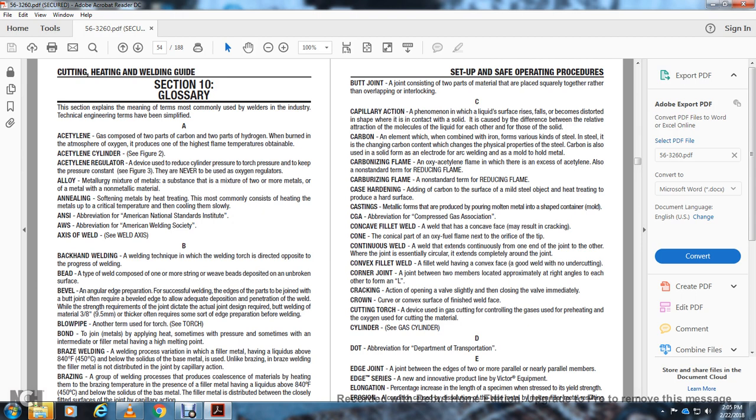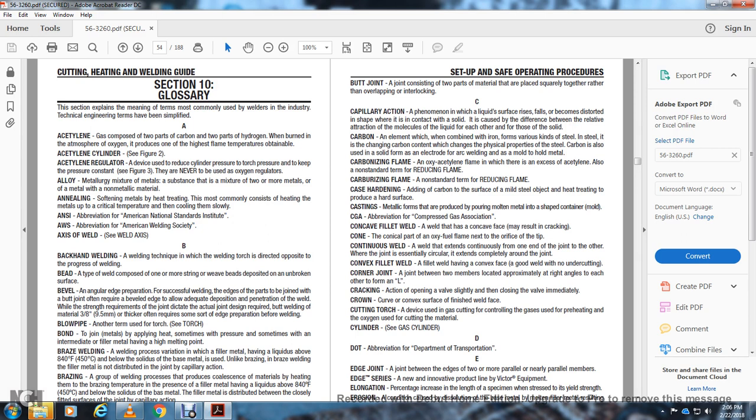Carburizing flame, an oxyacetylene flame with excess acetylene, also, non-standard, called a reducing flame. Case hardening, avoiding over-carbonizing a mild steel object; heat treating to produce a hard surface. Casting, a metal object formed by pouring molten metal into a shaped mold. CGA, the abbreviation for the Compressed Gas Association.